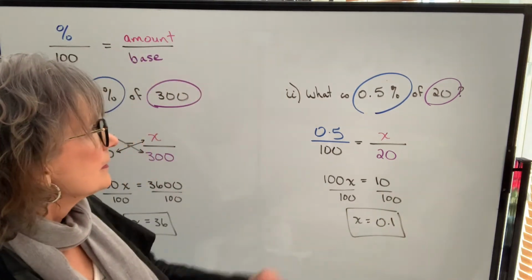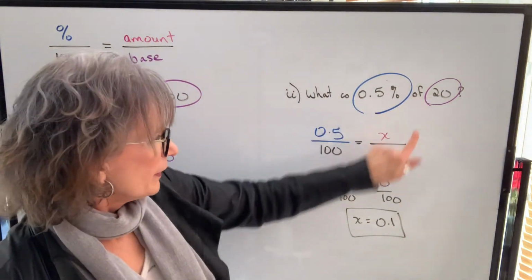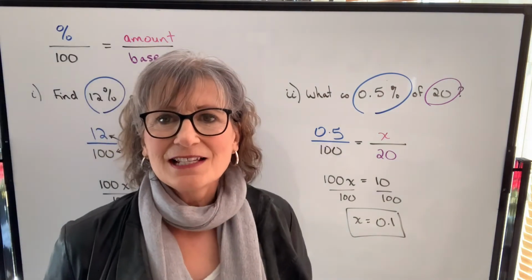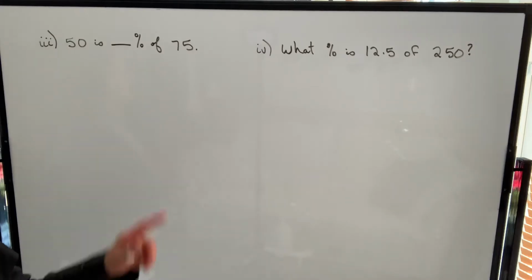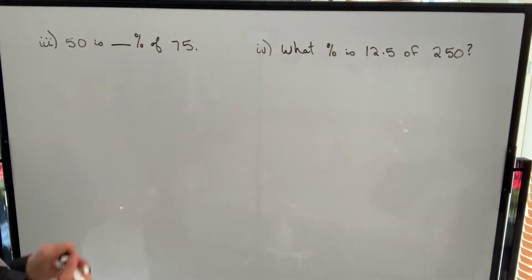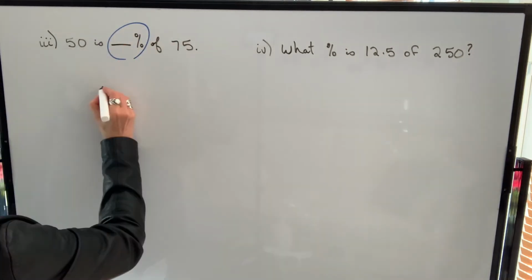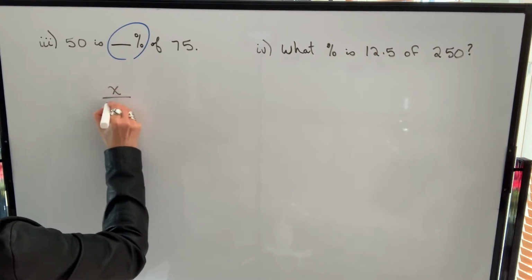So 0.5% of 20 is 0.1. Let's take a look at some examples where we don't know the percent. So the next example, percent, we don't know. So our unknown will be over 100.